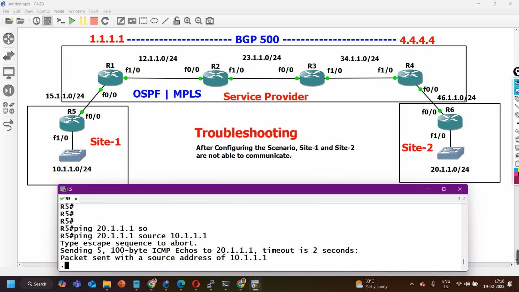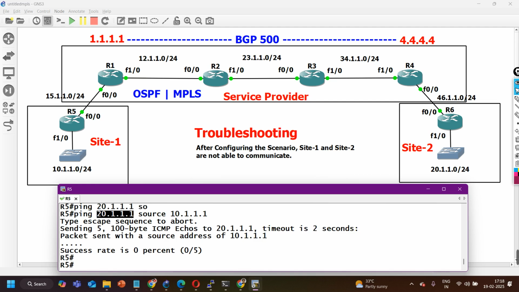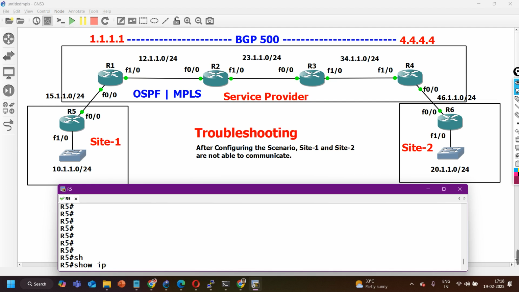And you can see the ping is not working, and whenever there is no connectivity, guys, the first step of troubleshooting is checking the routing table, like whether the destination route is there in the routing table or not for the destination IP address, right? So for example, here I can run the command show ip route 20.1.1.1.